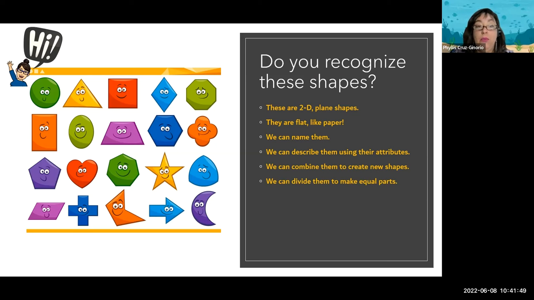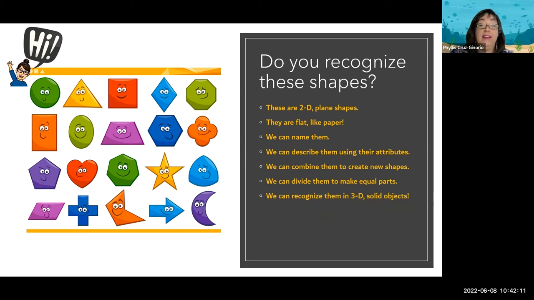That's right. We also need to know one more thing. These are all nice and closed up. These are called closed 2D plane shapes. If there were any way that we could get inside of them, then we can't call them shapes. We can't call them 2D closed plane shapes. We need to know that they're closed up nice and tight.